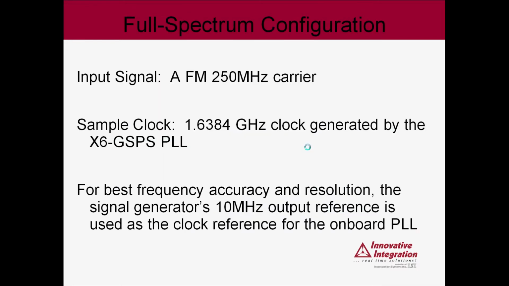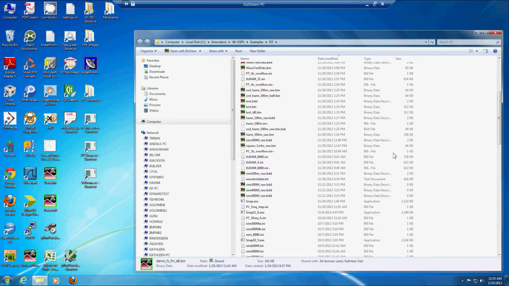For the full spectrum reporting, we will use an input signal consisting of an FM modulated 250 MHz carrier. The sample clock will be chosen to be 1.6 GHz and generated by the X6-GSPS phase lock loop. For best frequency accuracy and resolution, the signal generator's 10 MHz output reference is used as the clock reference for the onboard PLL. For the spectral analysis firmware application, a customized SNAP example was created.